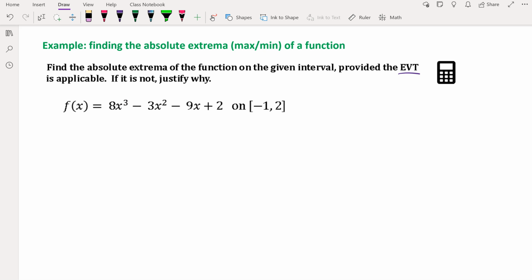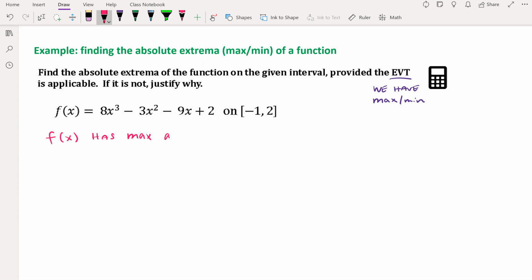So that means we definitely have a max and a min. You have both a max and a min, according to the EVT. So here's how we're going to figure out where the max min occurs. We're not going to look at a graph. We're going to use calculus. We know f of x has a max at a critical point.